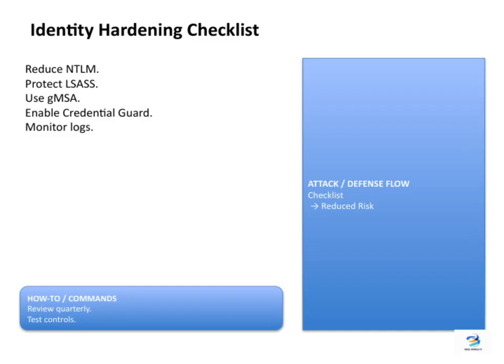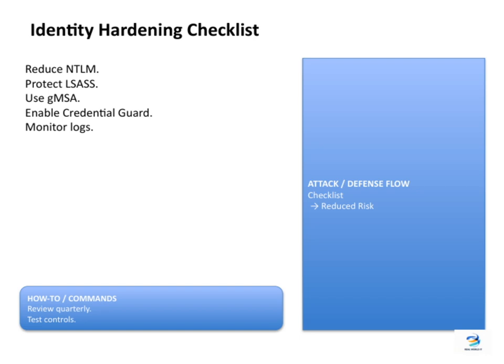Let's take a closer look at the attack/defense flow checklist. The main goal here is to reduce risk by implementing effective security measures. To do that, we need to review our controls regularly, ideally on a quarterly basis, so we stay ahead of emerging threats. Testing these controls is equally important. We want to make sure they're working as intended before an attacker can exploit them.